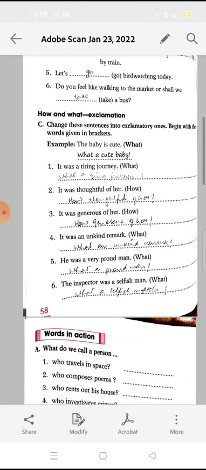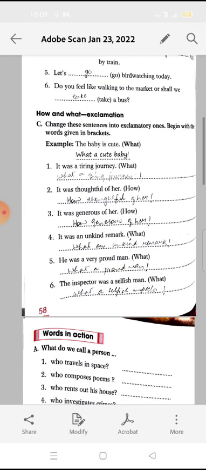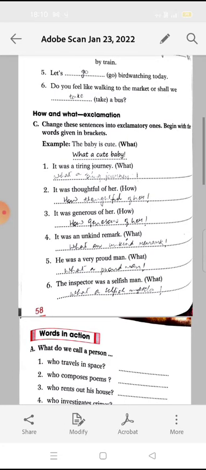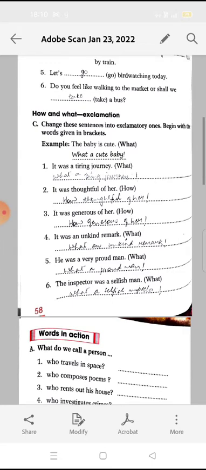The baby is cute. What? Exclamations are very, very easy. Using what: What a cute baby. And remember to use the exclamatory mark after it. It was a tiring journey. What do we have to use? What a tiring journey. We say this when we come back home. What a tiring journey. Exclamatory mark after it. No full stop, no question mark.